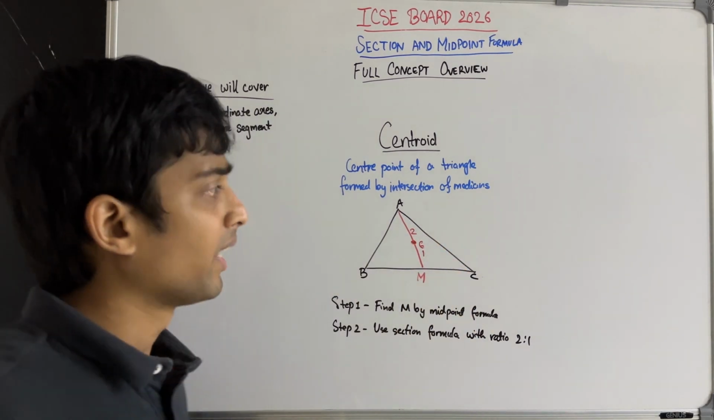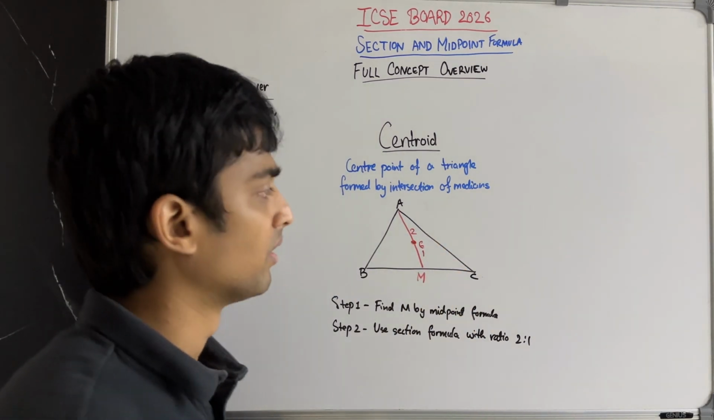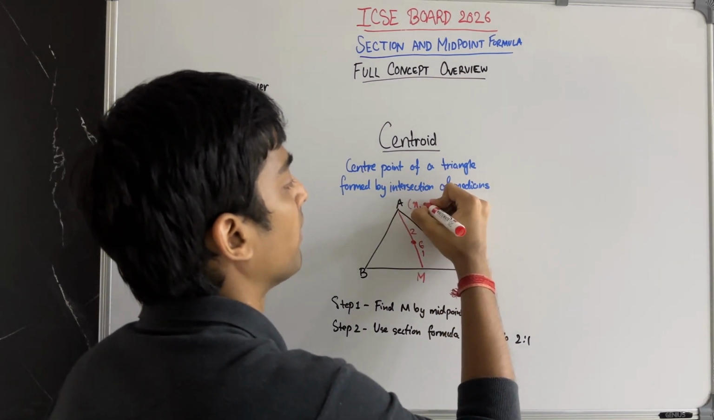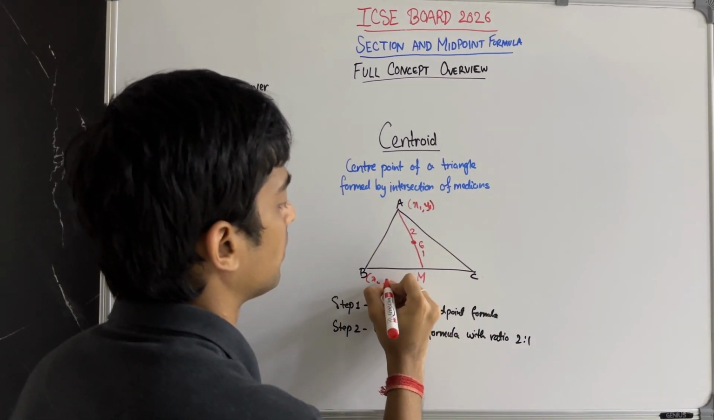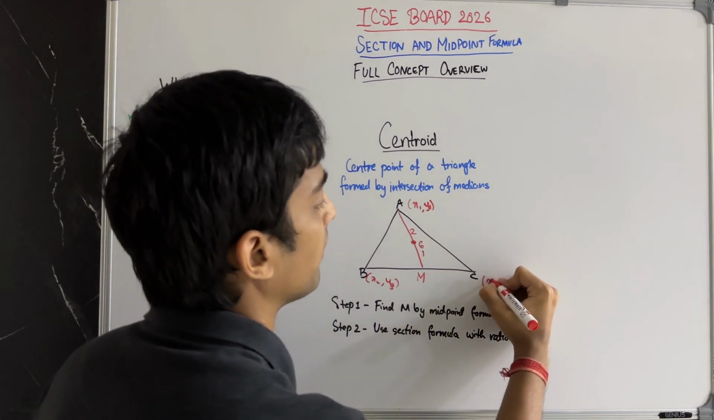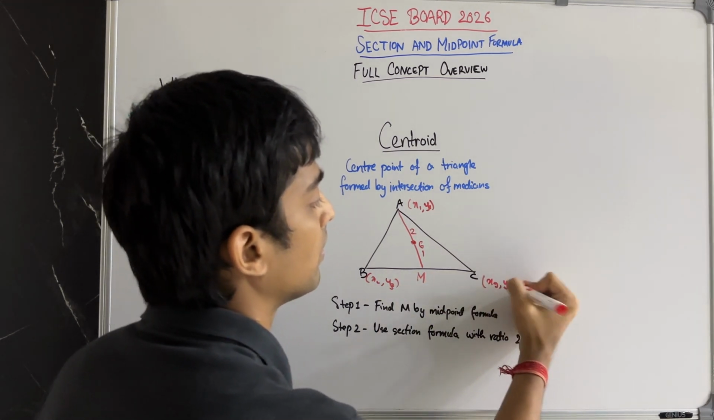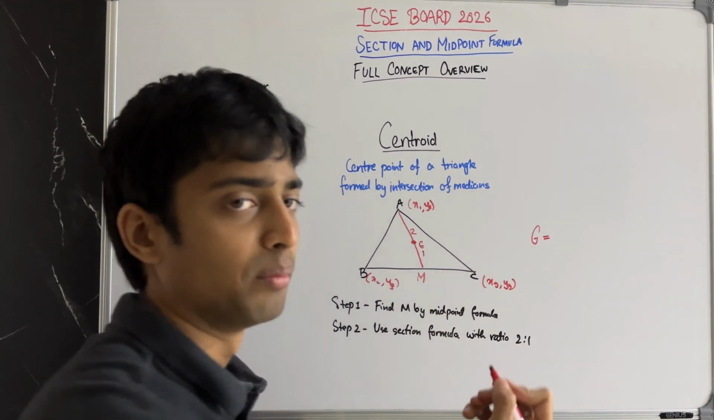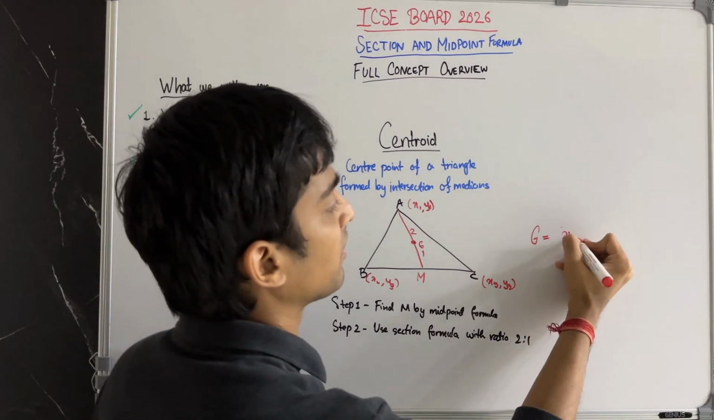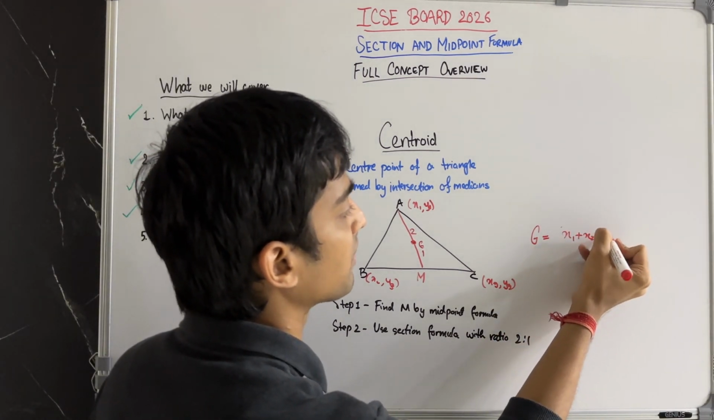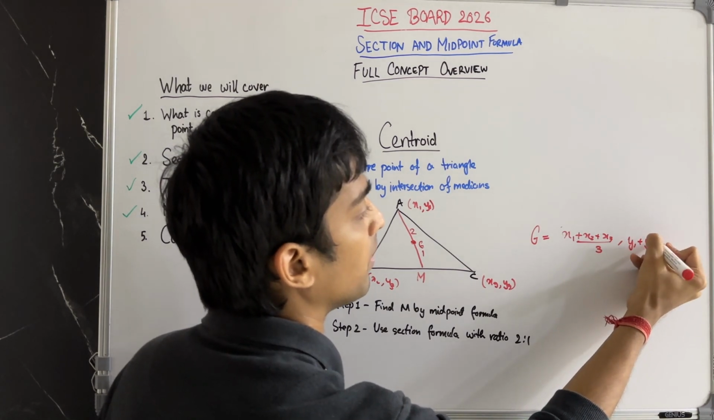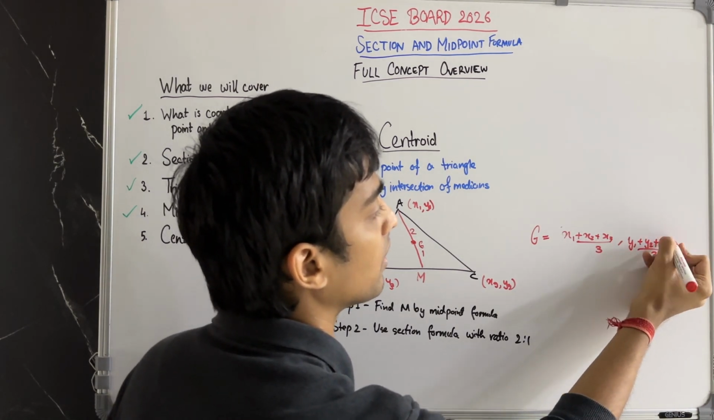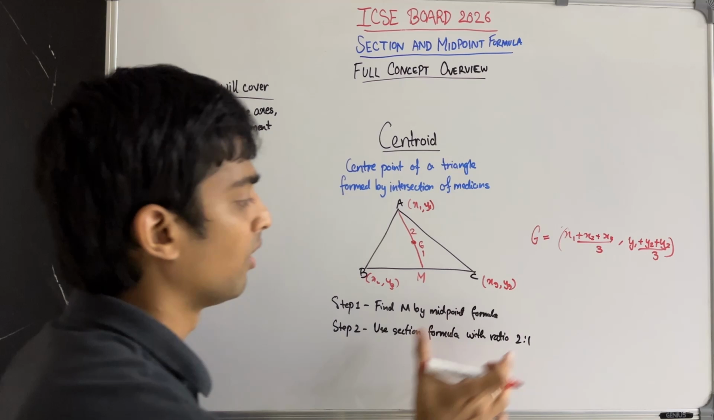Now, there is a direct method also. In the direct method, let's say this is x1, y1, this is x2, y2, this is x3, y3. The centroid will be x1 plus x2 plus x3 upon 3, comma, y1 plus y2 plus y3 upon 3. So you can use this formula or this formula.